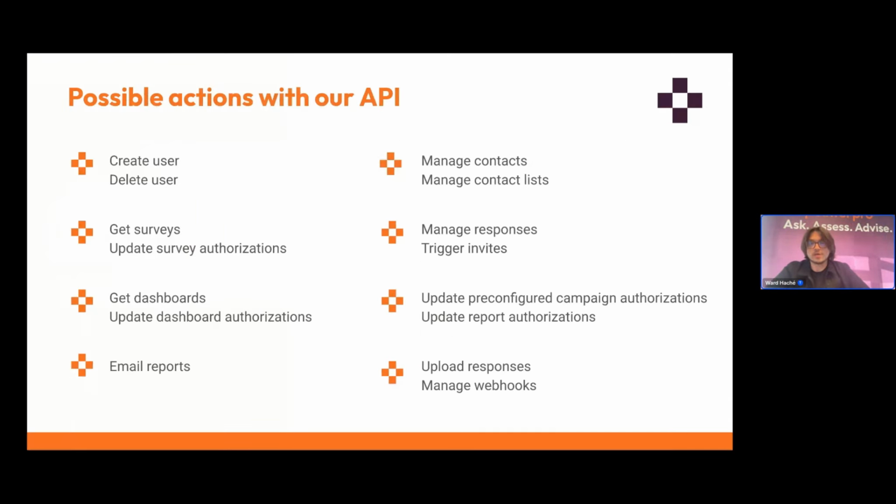Now, let's talk about our Pointerpro API. Here, you see an overview of the possible actions that you can do with the Pointerpro API. So let's quickly go through each point and discuss what they can be used for. So first, create and delete users. This provides the possibility to automate user management within Pointerpro. So for example, when a user is created in your own CRM system, you can automatically create the same user in Pointerpro.